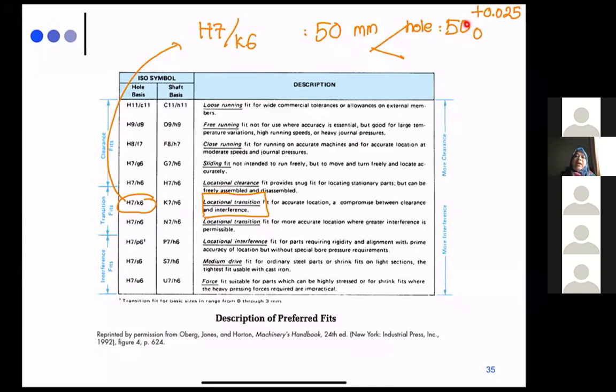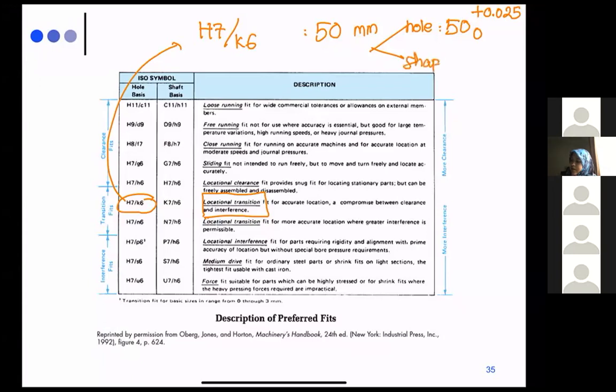Now the next one is the shaft. So that is the hole: the smallest diameter should be 50, and you can't go lower than that. You have to make it bigger with the machine, but the maximum is 50 plus 0.025. That is the hole. Now how about the shaft?